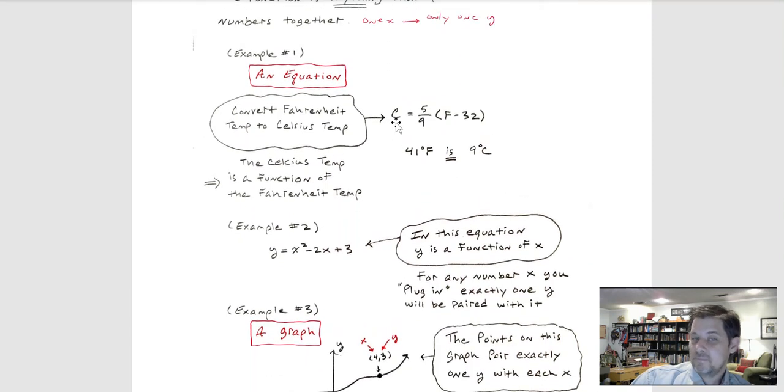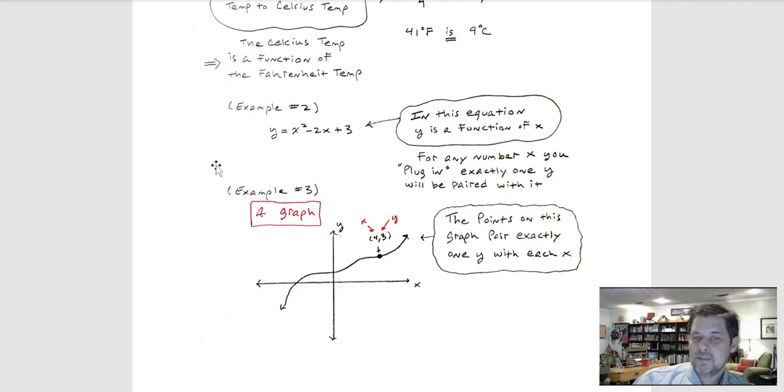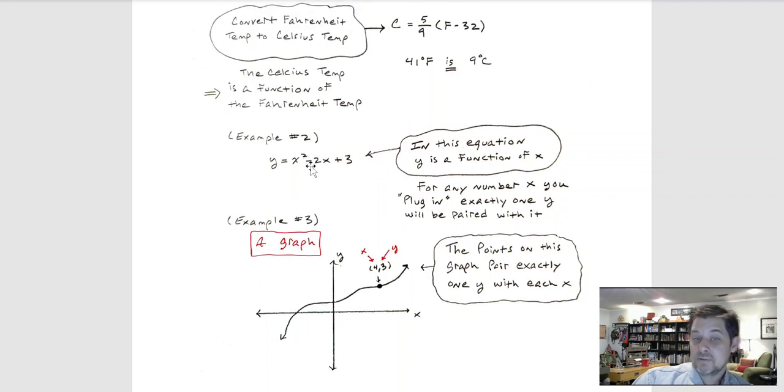Now, a function could be an equation that is like a scientific formula, such as this one, or it could just be an algebraic equation. Do you see this equation? y equals x squared minus 2x plus 3. In that equation, y is a function of x. What that means is for any number x that you could ever plug into this equation, you will get exactly one y value as a result. Plug in an x, square it, multiply by 2, subtract, add, you're going to get one y every time, okay? So that equation also gives a function.